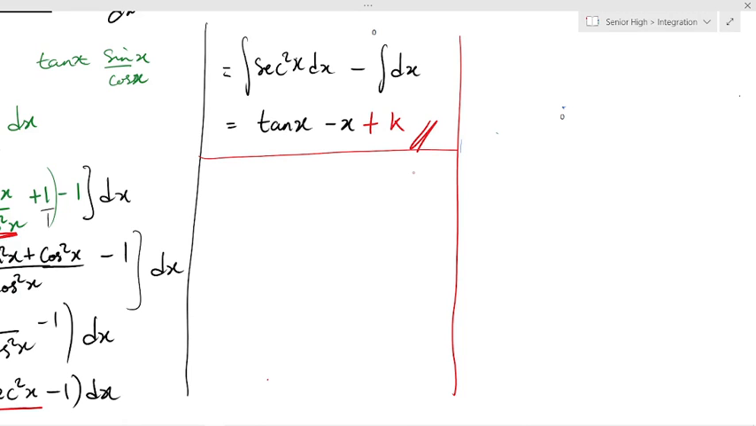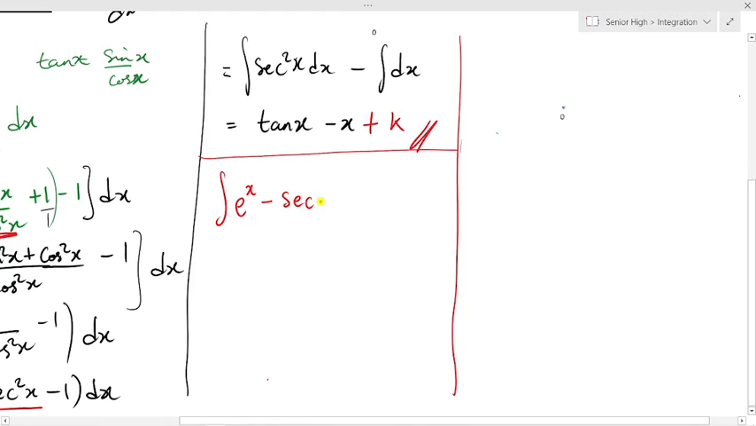Okay, so this is the last question. We have that if we're told to integrate exponential x minus sec x tan x all dx. Okay, so let's integrate this. Now in integrating this one, what do we have? We have that we can break them down separately. So here will be what? Integral of exponential x dx minus integral of sec x tan x dx.